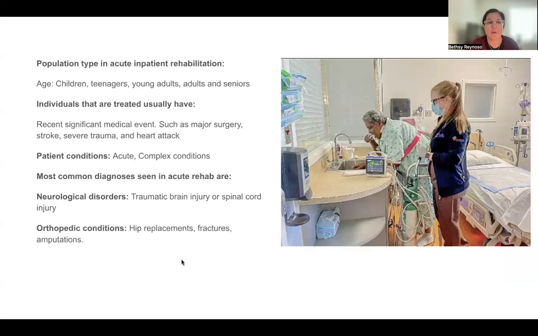The population type that you deal with in acute inpatient rehab is wide. It could be anywhere from children, teenagers, young adults, adults, or seniors. Individuals that are treated usually have gone through significant medical events such as major surgeries, strokes, severe trauma, and/or heart attacks. Patients' conditions are usually acute and complex. Most common diagnoses seen in acute rehab are neurological disorders such as traumatic brain injury or spinal cord injury, or orthopedic conditions such as hip replacement, fractures, or amputations.